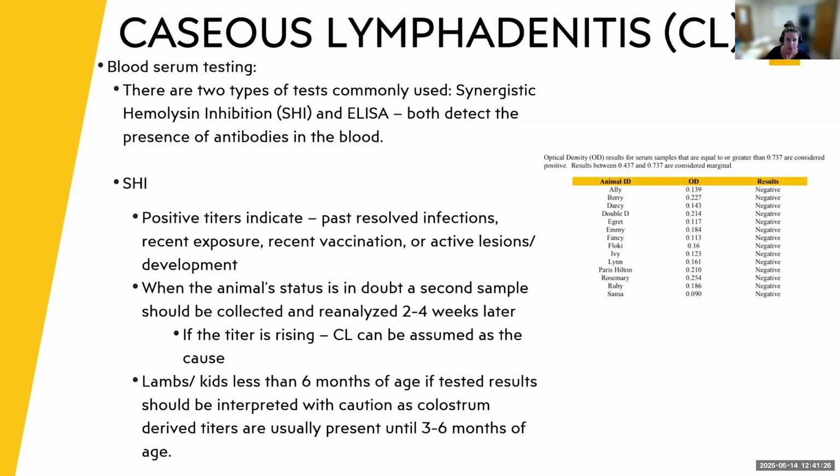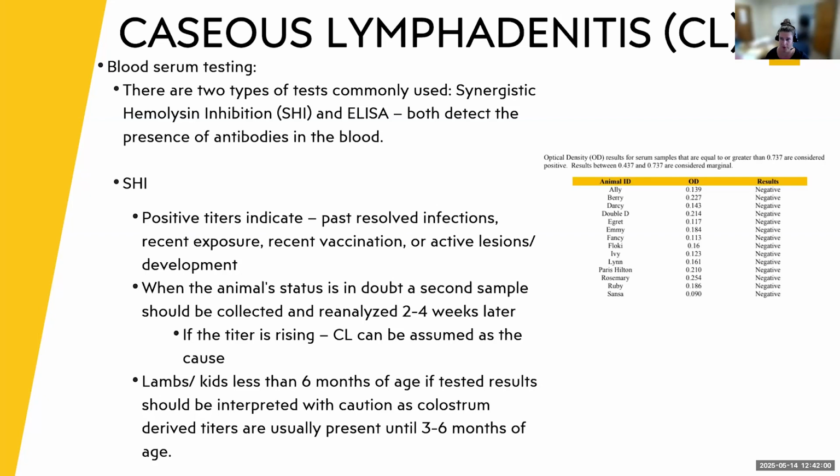So talking about the blood serum testing, there are two types of tests commonly used, the SHI test and the ELISA, and they both detect the presence of antibodies. Specifically for the SHI test, positive titers indicate either a past resolved infection, recent exposure, recent vaccination, or active lesions. So that's why I said to use your results, but also continue to test if it is something that you're facing.